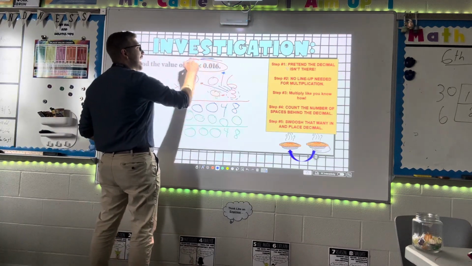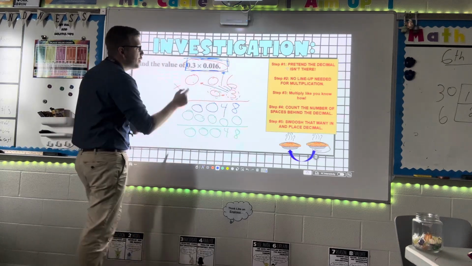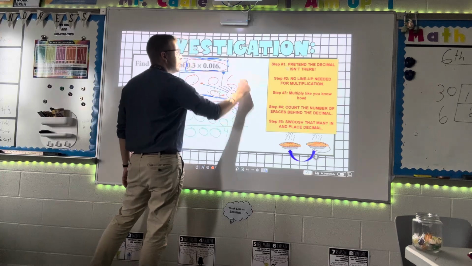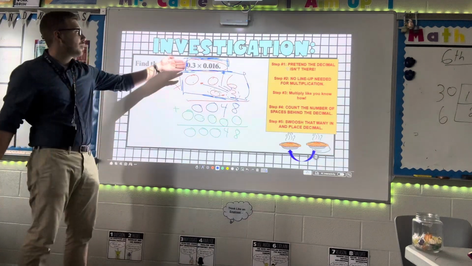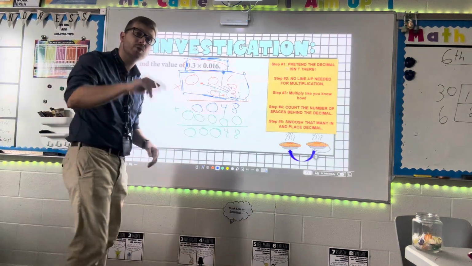I'm going to look back at my original factors. I'm going to put a box around them. You can do it with the original problem. You can do it with your problem that you set up. You can do it with the way the problem is given to you or the way that you put the factors. Doesn't matter. Here's what you need to do.